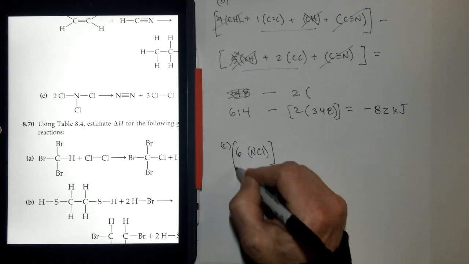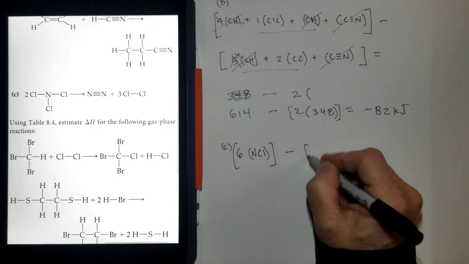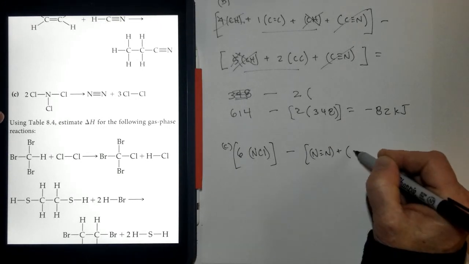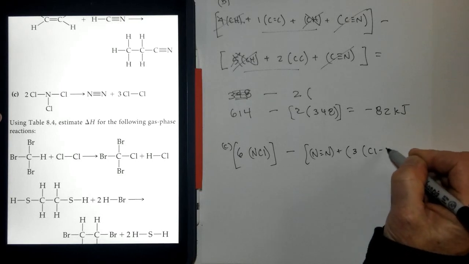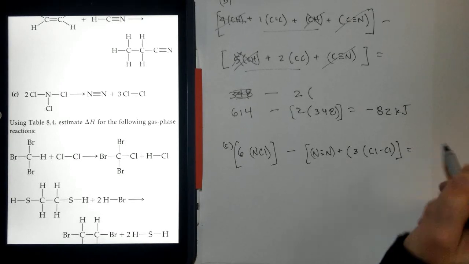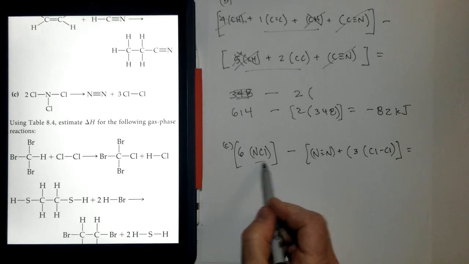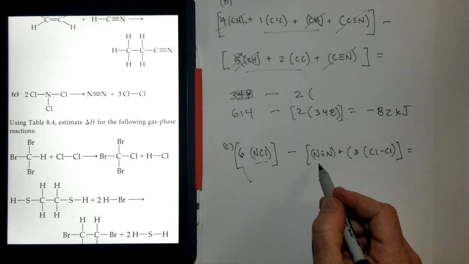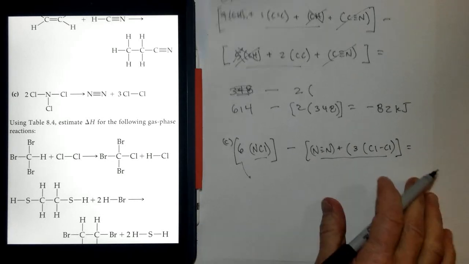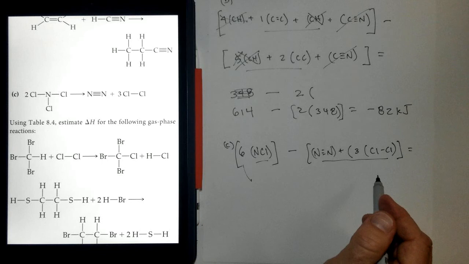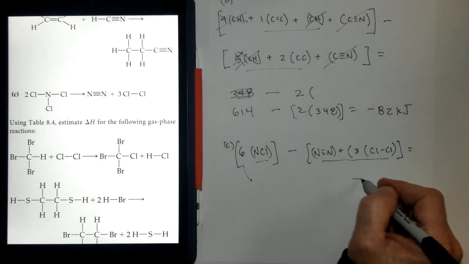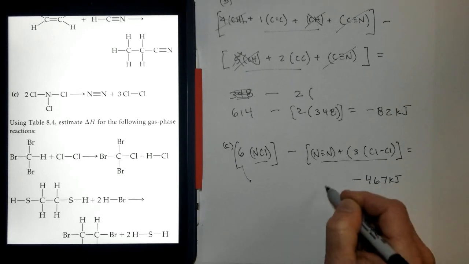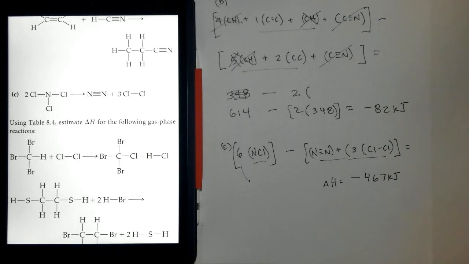And those are our bonds that are broken, and then minus the bonds that are formed, and the bonds that are formed are an N-N triple bond, plus 3 of the chlorine-chlorine bonds right here. So now we need to go back and look up N-Cl, multiply that by 6, and then subtract from that these 2 species right here. Don't forget to multiply that by 3. And if you do all that, you should end up with negative 467 kilojoules for the enthalpy for that reaction. A nice little exothermic reaction in itself.